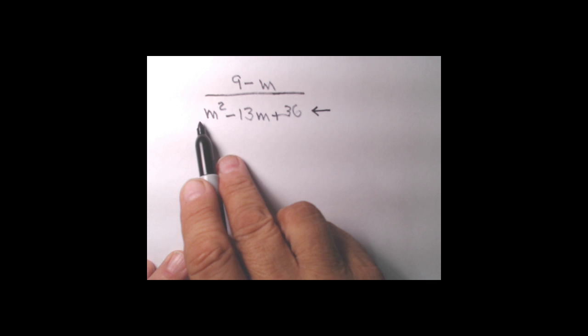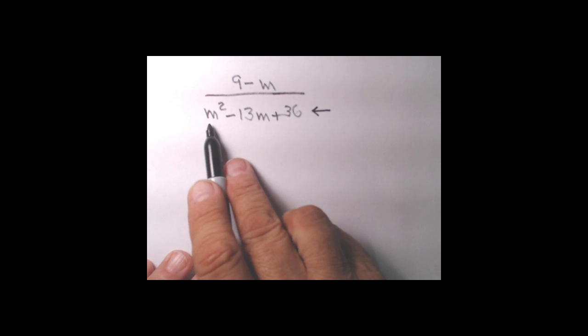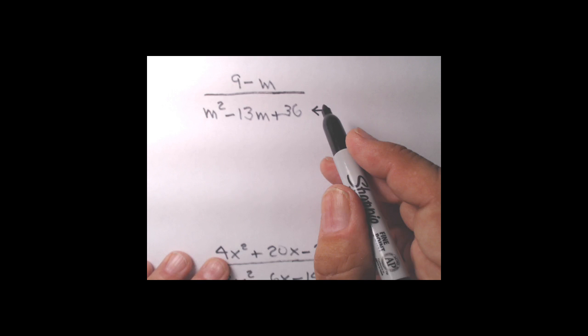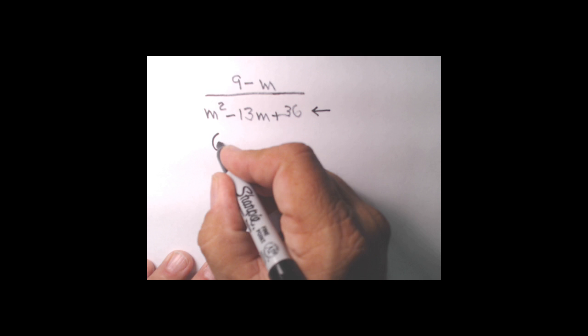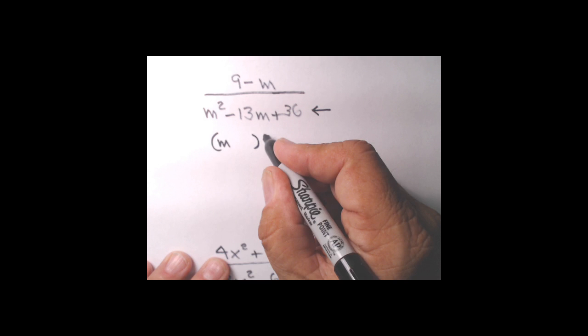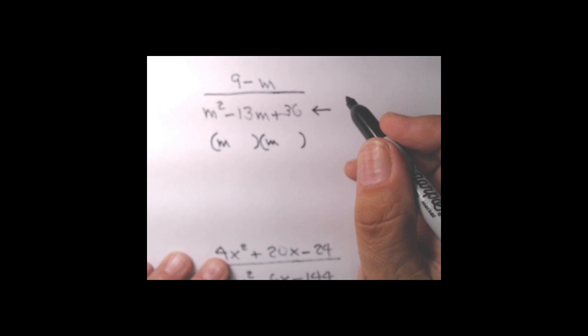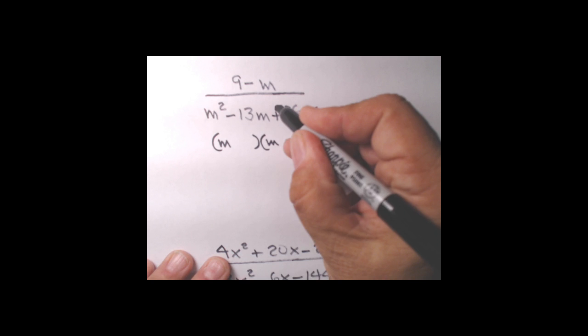Notice that we have a nice +1 in front of the m squared. So we can use our old reverse FOIL techniques. So I can start setting this up. I'll have m's at the start of each one of the binomials this multiplies to. Now, the plus here means our choices are either double plus or double minus.